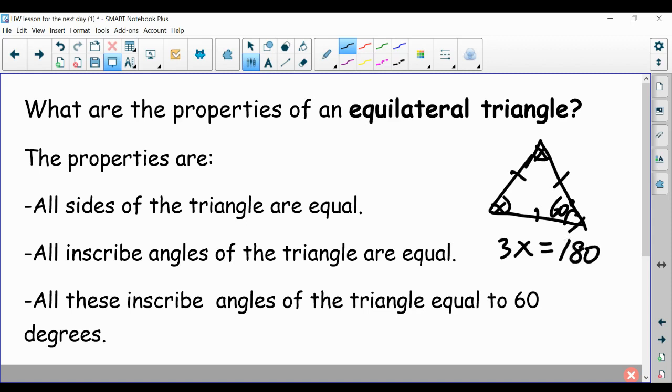Okay, and the sum of the quadrilateral angles is 360 degrees, so which is different. This is a triangle, so it's 180 degrees, and you just solve it. You divide by 3 on both sides. X equals 60. Where does that 60 come from?